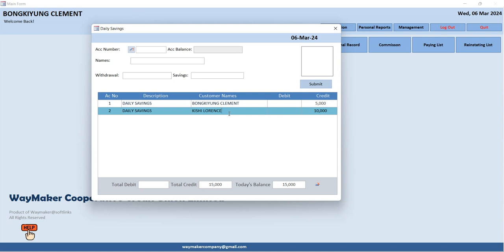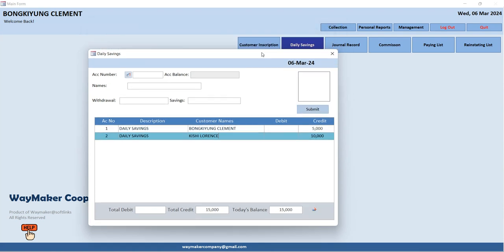So that is it on the daily savings menu. In the next tutorial, we're going to look at the journal record.